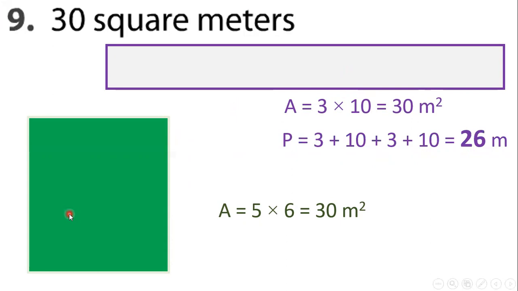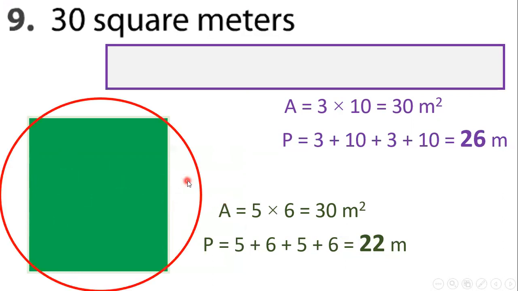For the second rectangle, these two sides are 5 meters long, and these two sides are 6 meters long. So the perimeter of this rectangle is 5 plus 6 plus 5 plus 6 equals 22 meters. Because 22 is smaller than 26, the green rectangle has the smaller perimeter.